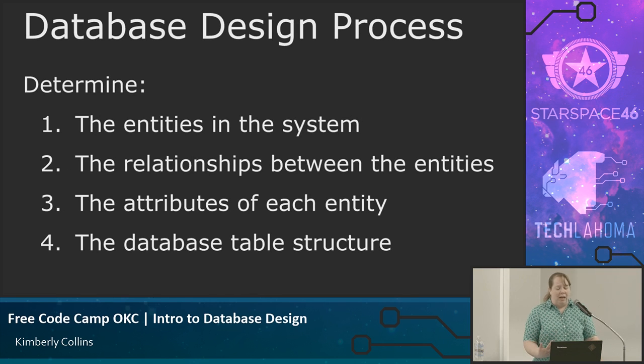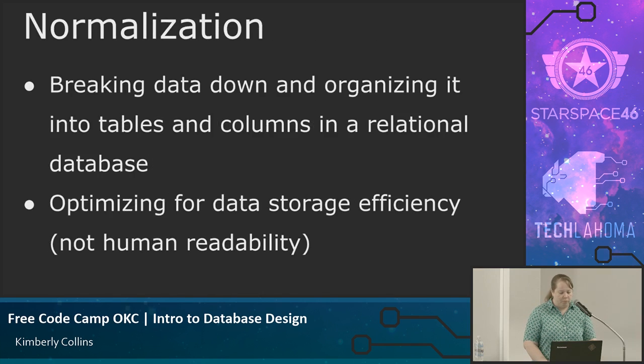So the process that I use, there might be other processes that other people use, but this is kind of how I define what I do. And I'll be going through what I mean by each of these 4 steps throughout the talk. The first one is determining what the entities of your system are. And then next, you'll determine the relationships between those entities. The third step is determining the attributes of each entity. And then the 4th step is when we actually get into the database. So the first 3 steps, we're not even in the database yet. The 4th step is when we start creating that database table structure.